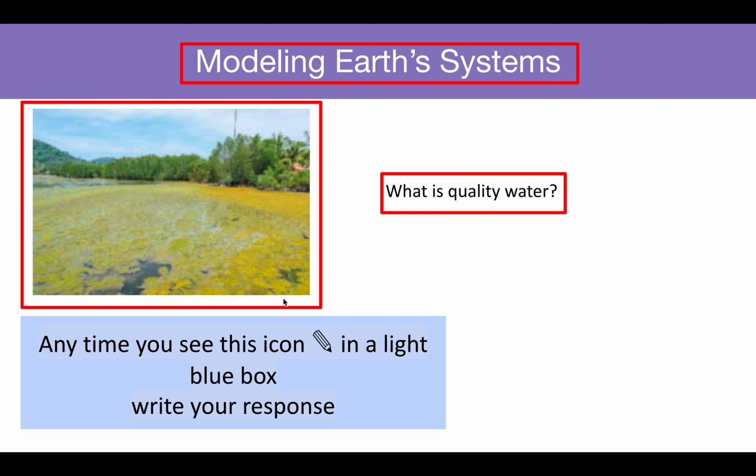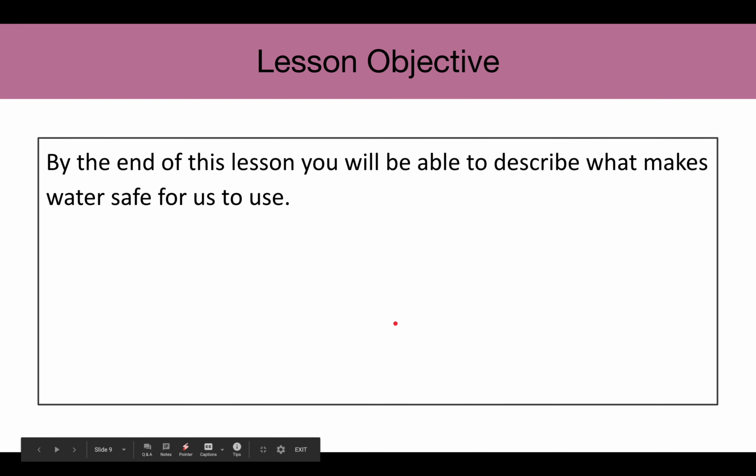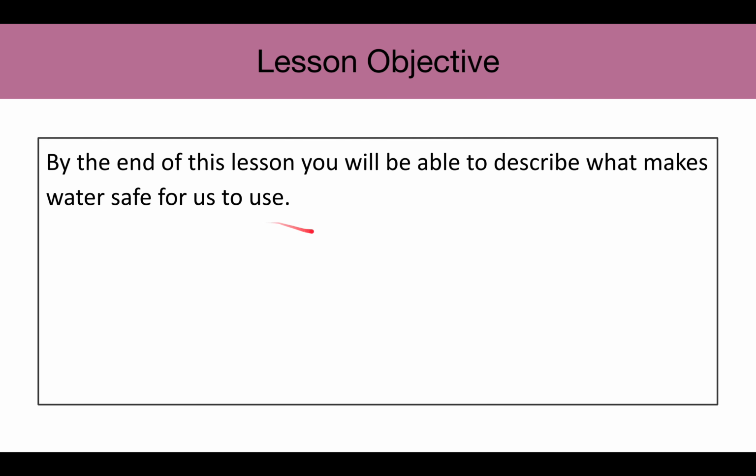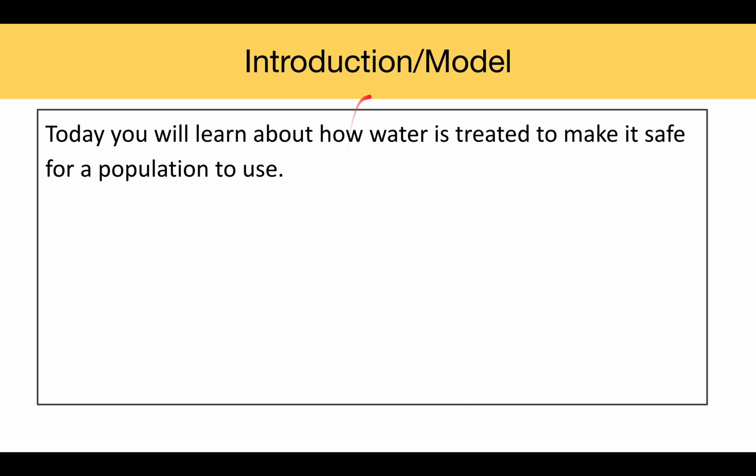Anytime you see this icon in a light blue box, write your response. Lesson objective. By the end of this lesson, you will be able to describe what makes water safe for us to use. Introduction model. Today, you will learn about how water is treated to make it safe for a population to use.